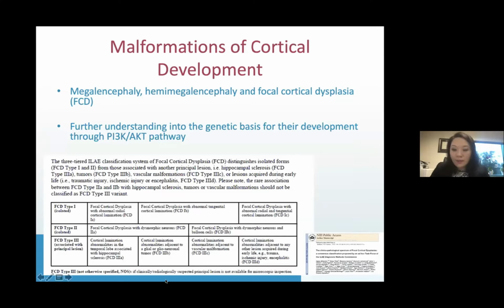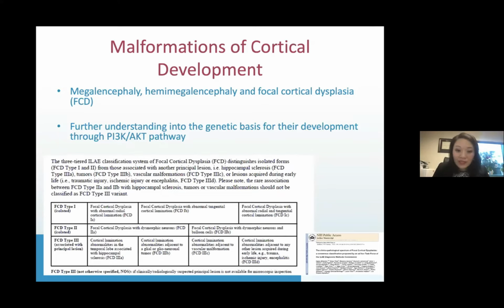You probably recognize this table. This was published in Epilepsia as a 3-tier ILAE classification of focal cortical dysplasias, I believe a few years ago in 2011. It describes focal cortical dysplasia type 1, with abnormal radial cortical lamination in 1A, tangential cortical lamination in 1B, and both radial and tangential cortical lamination abnormalities in 1C.